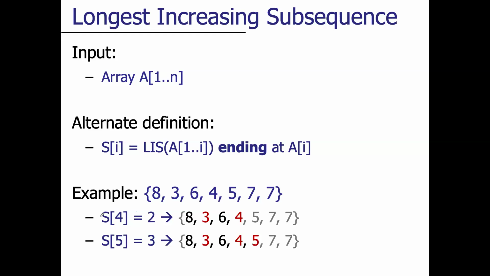So we are finding the length of the longest increasing subsequence, which is 4 in this case. We only have 3 and 4. If we're talking about S5, the longest increasing subsequence from index 1 to index 5, this would have a result of 3.